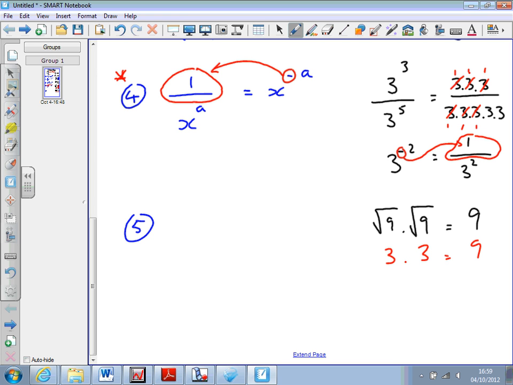Okay? So the square root of a number, and if we think about this definition, the square root of a number is a number which, when I multiply it by itself, gives that number. So the square root of 4 is a number which, if I multiply it by itself, gives 4, 2. The square root of 9 is the number which, if I multiply it by itself, gives 9. That's what we mean by the square root of a number.